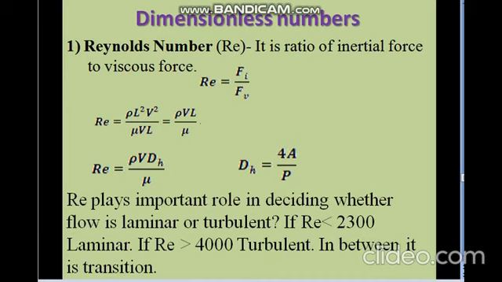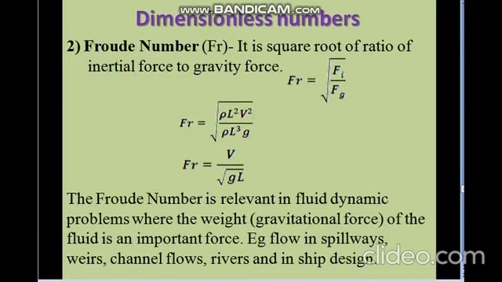Reynolds number plays a very important role in deciding whether the flow is laminar or turbulent. If the Reynolds number is less than 2300 inside the pipe or tube, it is laminar flow. If the Reynolds number is greater than 4000, it is turbulent. In between, from 2300 to 4000, it is in transition. So it helps us to decide whether the flow is laminar or turbulent.